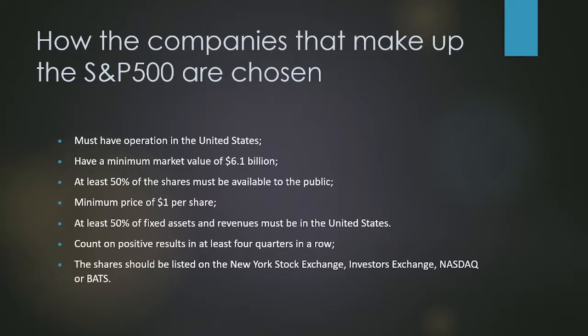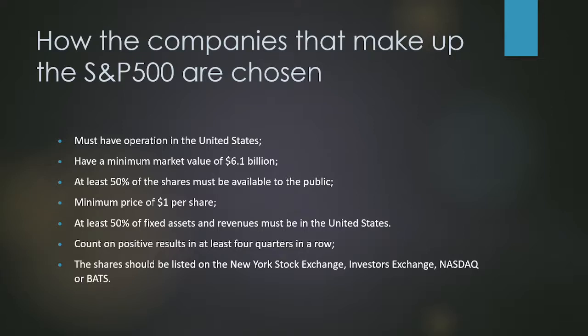1. Must have operation in the United States. 2. Have a minimum market value of $6.1 billion. 3. At least 50% of the shares must be available to the public. 4. Minimum price of $1 per share. 5. At least 50% of fixed assets and revenues must be in the United States. 6. Count on positive results in at least 4 quarters in a row. 7. The shares should be listed on the New York Stock Exchange, Investors Exchange, NASDAQ, or BATS.